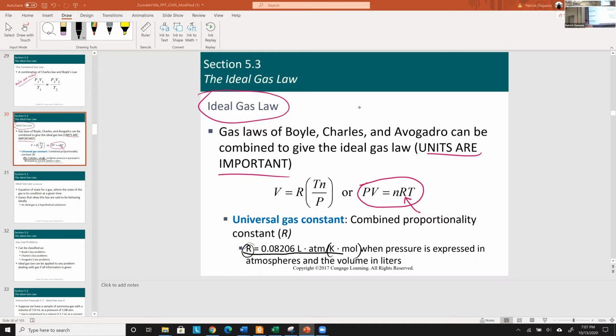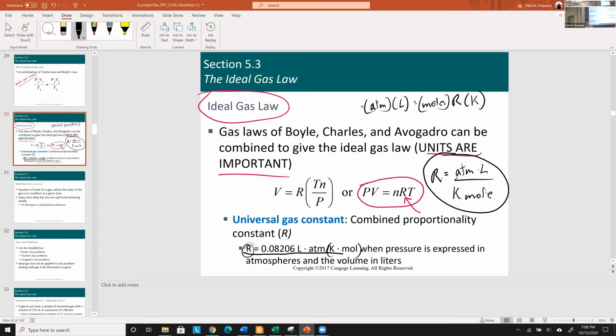Okay, so let's try to figure out R from this. Here's what we're going to do. We're not going to put any numbers in, and we're just going to put in the units. So pressure is in atm, let's say. Volume has to be in liters. n is in moles. R is just R. And temperature is Kelvin. So if we solve for R, what are we going to get? R equals atm times liter divided by Kelvin mole. So that's where the units come from. That's why R is that unit.